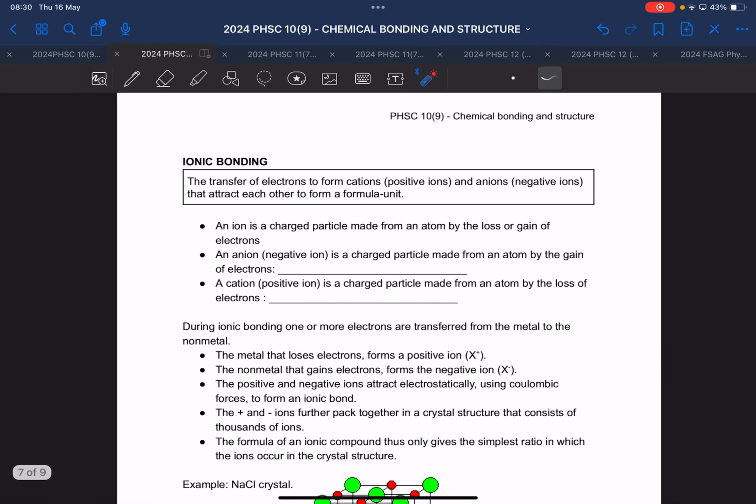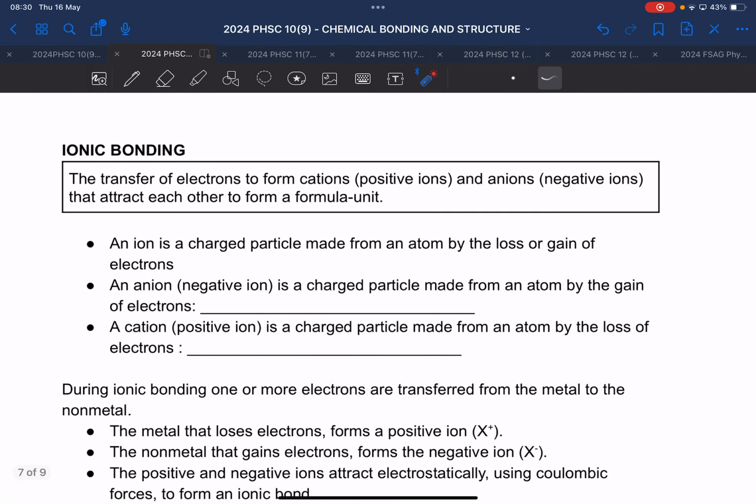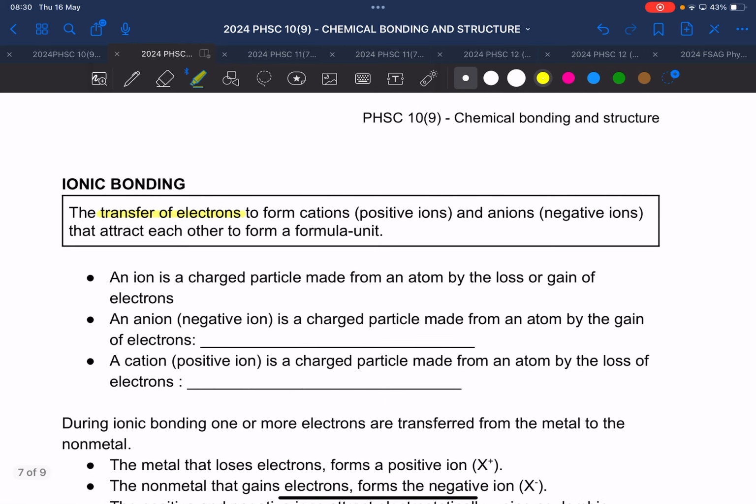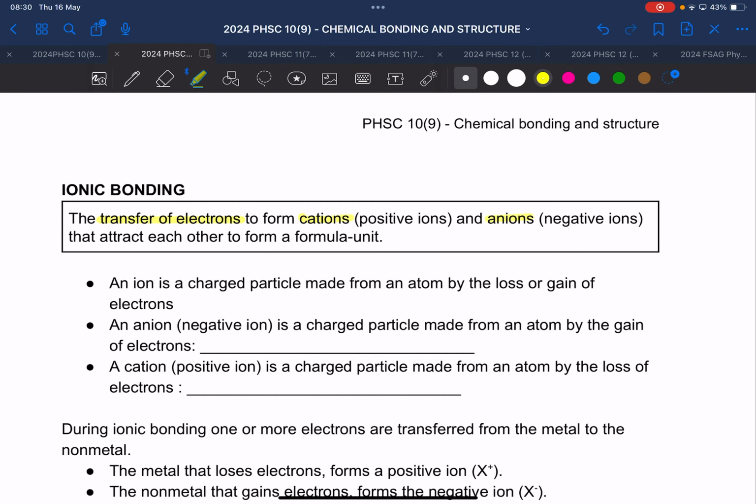Okay, now on to our final type of bond, chemical bond, and that is ionic bonding. So ionic bonding happens between metals and non-metals. So in the covalent bonds, we saw they shared the electrons, their orbitals overlapped, and they share the electrons between them. With ionic bonding, this is not the case. Our metal will give its electrons to the non-metal. Okay? So this is what the definition says. It's the transfer of electrons to form cations and anions. So our positive and our negative ions.